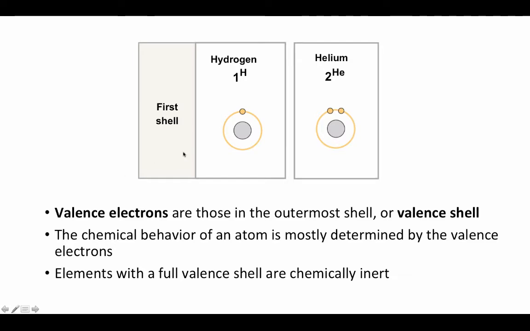And we refer to these electrons that are occupying the outermost shell for that element. So in this case, it only has 1 shell. We call those electrons valence electrons. Those are the ones that are in the outermost shell, or we also call this the valence shell. And the chemical behavior of an atom is mostly determined by the valence electrons. Elements with a full valence shell are chemically inert, such as helium, which has its maximum number of 2 electrons in its valence shell.